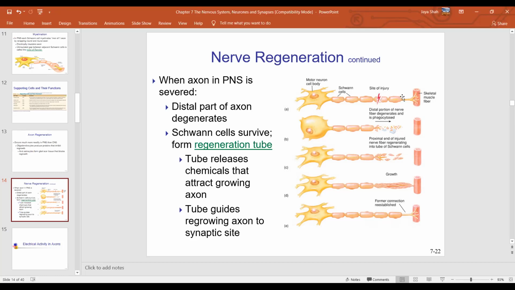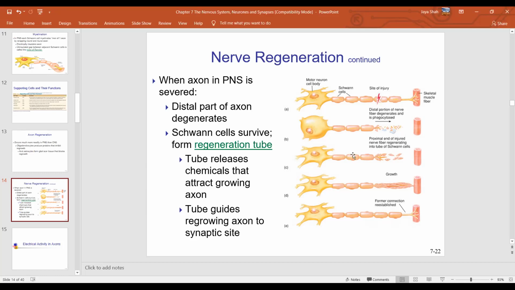Everything is cleared first. When the house is old, what do we do? We break it down and clear it. So it is cleared by the process of phagocytosis, by nearby macrophages eating the debris. And then slowly what happens? The proximal end of the injured nerve fiber starts regenerating into a tube of Schwann cells.